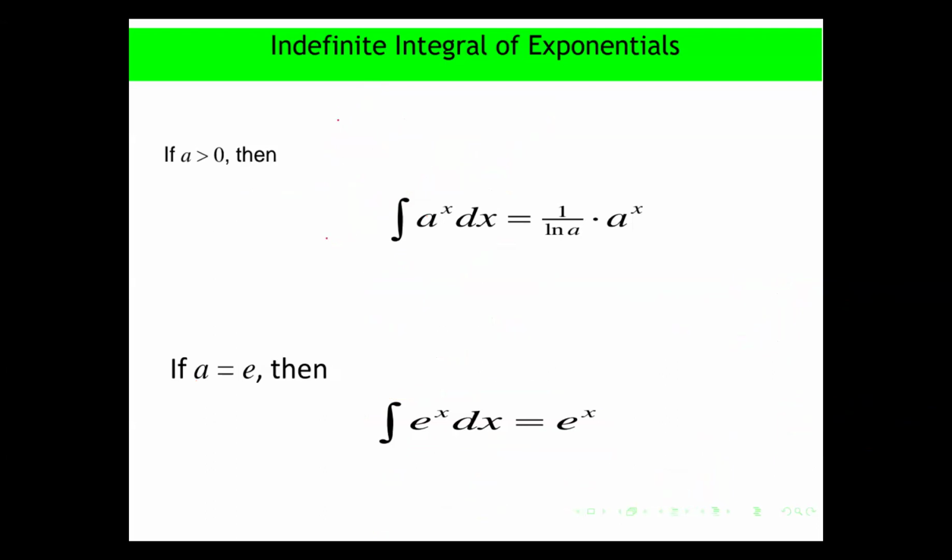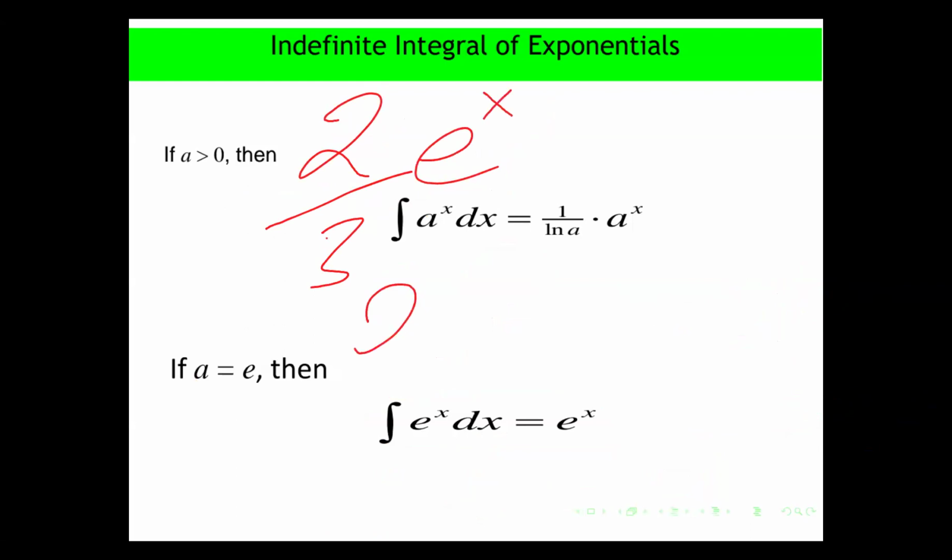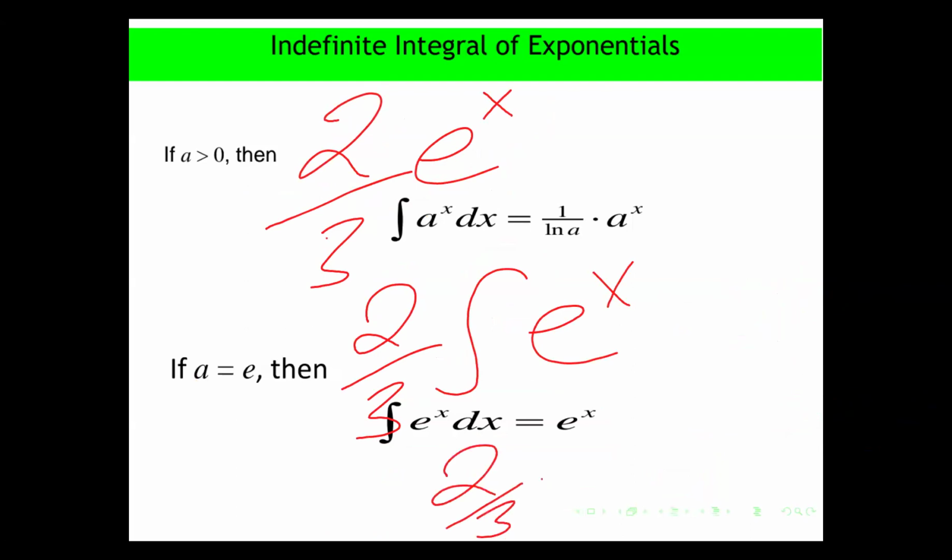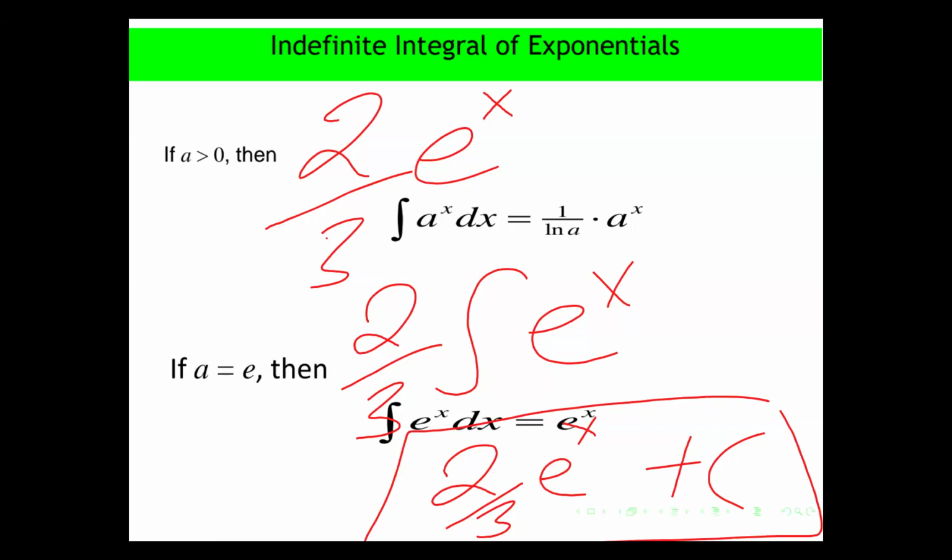Whether this is a fraction, you could have 2 over 3 e to the power x. It's still the same stuff. This will be 2 over 3 integral of e to the power x, which will be the same stuff. It will be 2 over 3 e to the power x plus c. You've seen what we mean. That's the application of this rule. Exponential functions, right? Yes, sir.